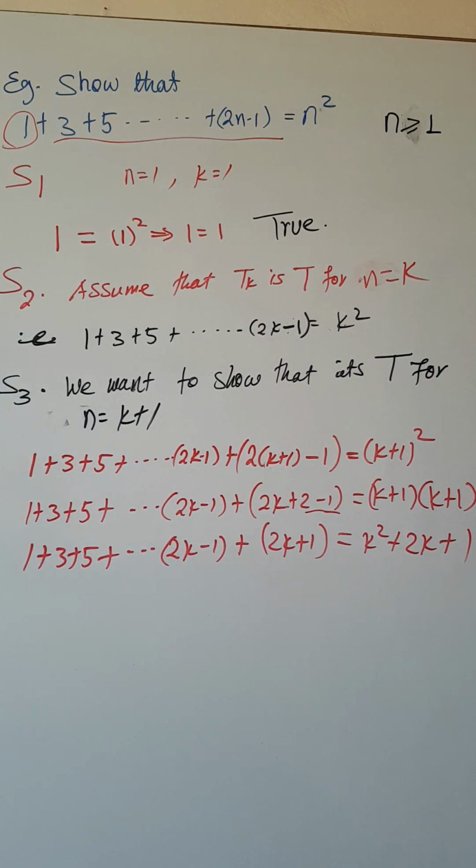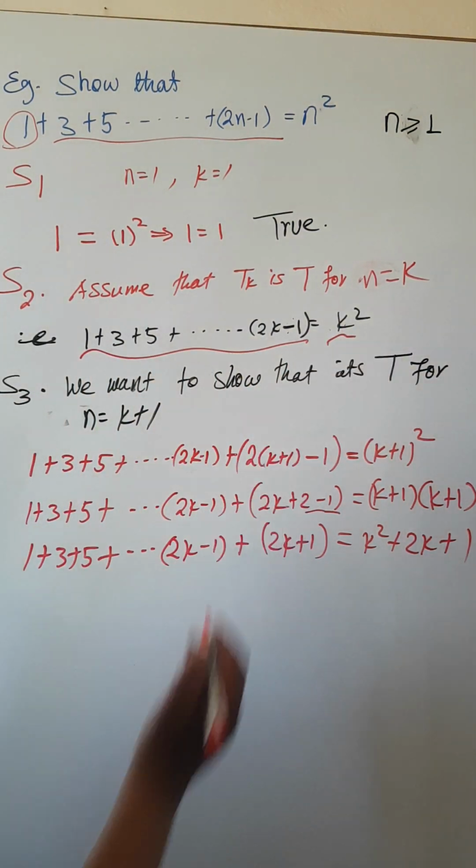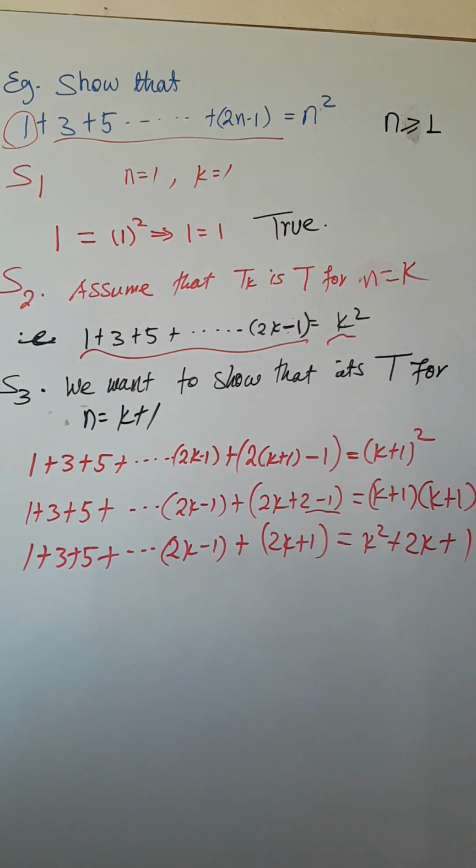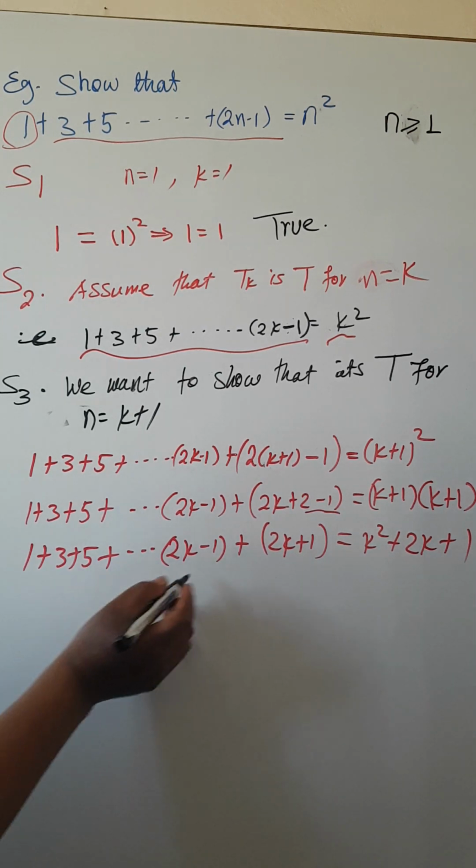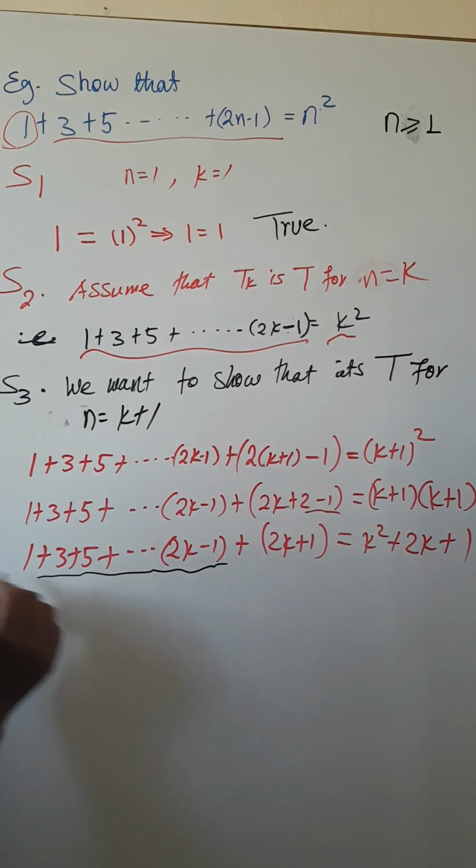Good. But from step 2, from our assumption, we know that 1 plus 3 plus 5 plus 2k minus 1 is k square. So this assumption holds true. Okay, we assume this is k square. Now this k square is here.